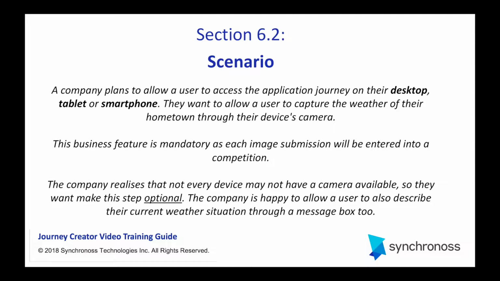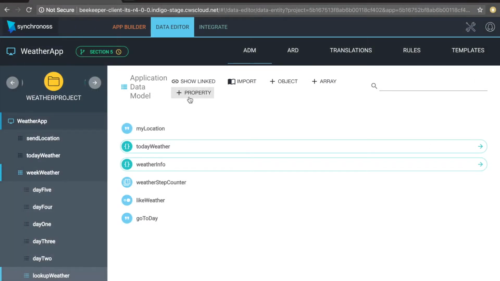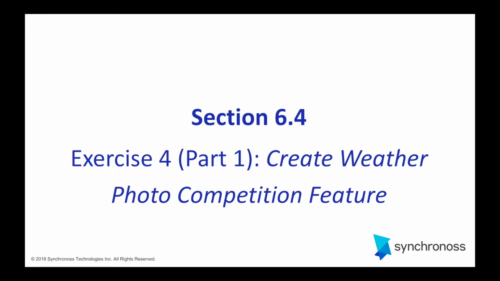The company realizes that not every device may have a camera available, so they want to make this step optional. The company is happy to allow the user to also describe their current weather situation through a field in another step. Okay, so here's part one of the exercise. First, I want you to create a new feature called photo competition. And just like the rest of the steps, it will be camel casing.